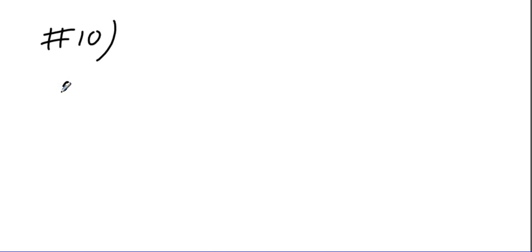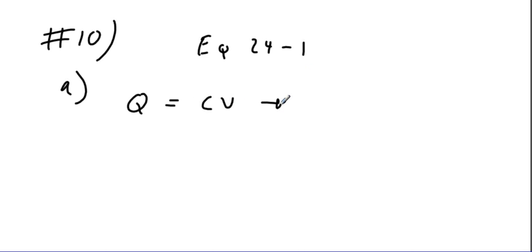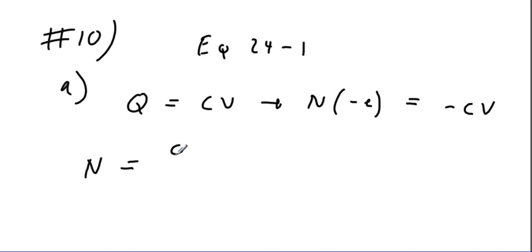Okay, so we got to do part A first. So we're looking for the electrons on the plate. So we're going to look at equation 24-1, which gives electrons at the plate. You can see that my charge is CV, and my charge is the number of electrons times e, which is going to be minus CV. So let my minus signs go away, and I find the number of electrons are going to be CV divided by e.